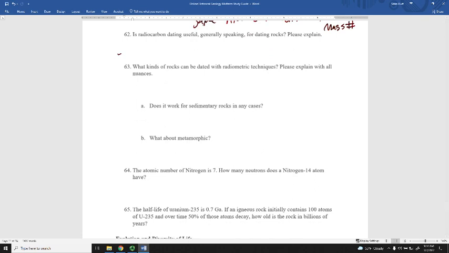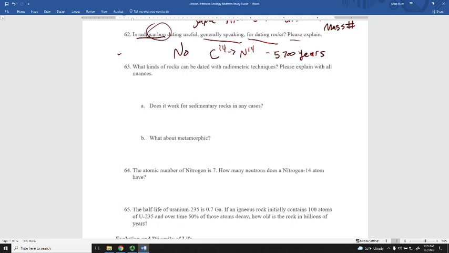Okay, is radiocarbon dating useful, generally speaking, for dating rocks? And the answer to that is no, it's not. Because, for one thing, many rocks don't have carbon. It's not really a very common element in the earth and in the crust. Also, the half-life for carbon-14 going to nitrogen-14 is very, very small. It's only 5,700 years. And that might seem like a lot to you, and I guess it is a lot in human terms, but for geologic materials, it's very short, right?